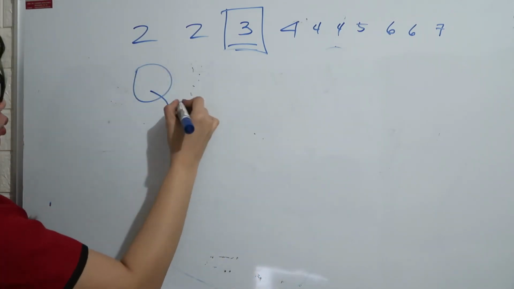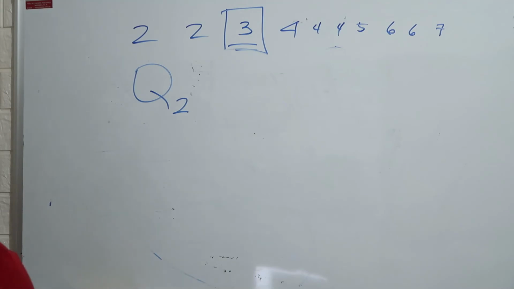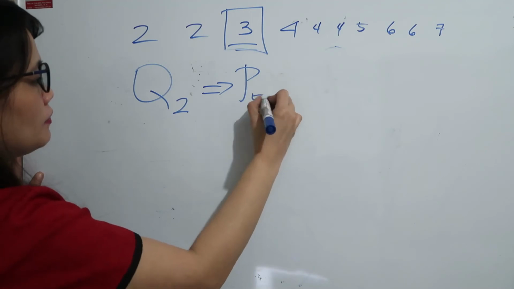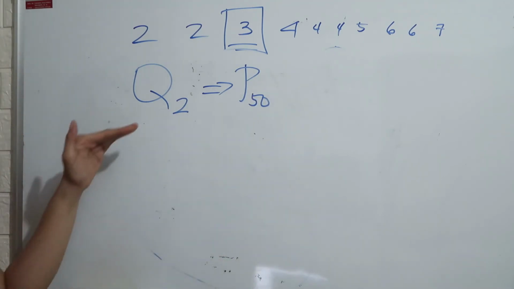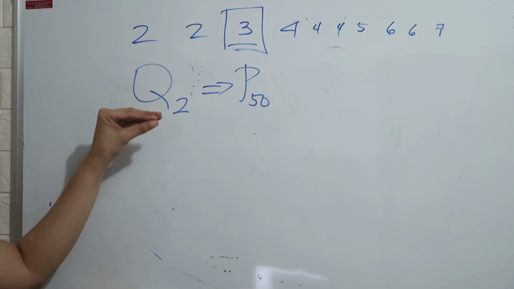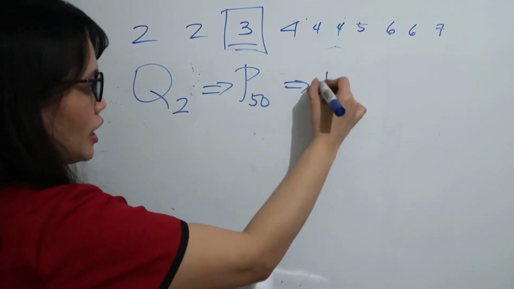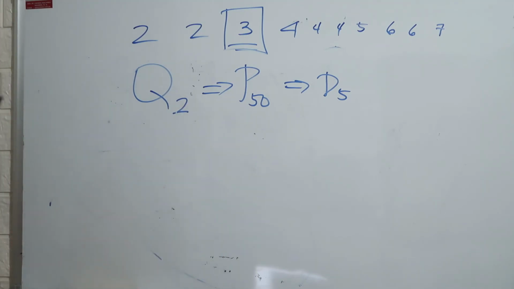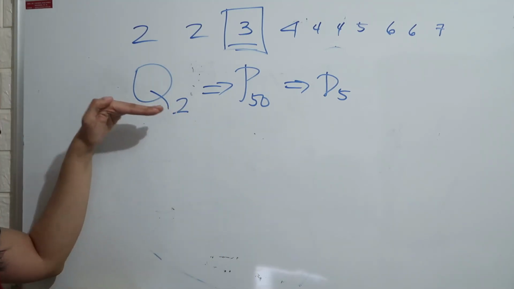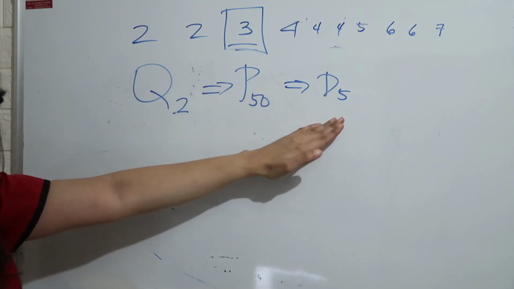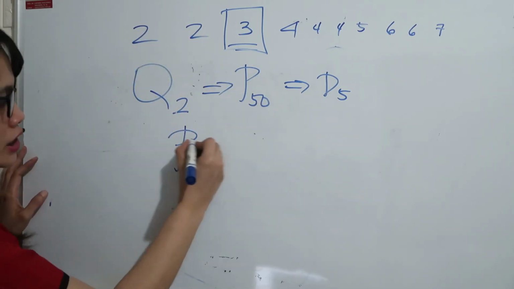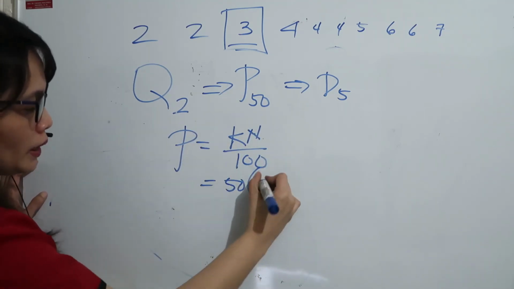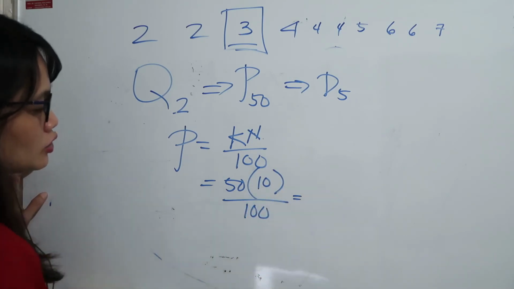What about quartile 2? How do we determine the quartile 2? Quartile 2 is the same as percentile 50, and the same also as decile 5. They are the same, so their values are the same, because they are both half of the given parts. So P is equal to Kn over 100. What is your K? 50 multiplied by 10 over 100. What is the answer?